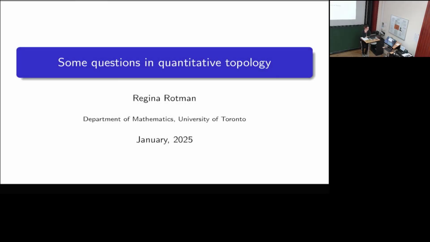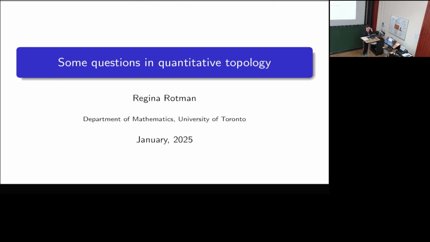I'm going to talk about some questions in quantitative topology, which is sort of an umbrella term, and I think people can understand that any way they want. But the way I see it is that we start off with some famous existence theorem in geometry, which is proved via algebraic methods, and we try to uncover the geometry behind those algebraic methods.